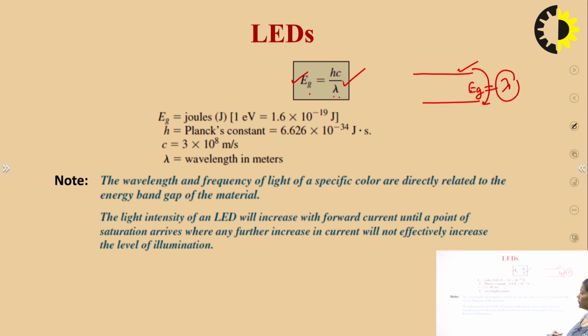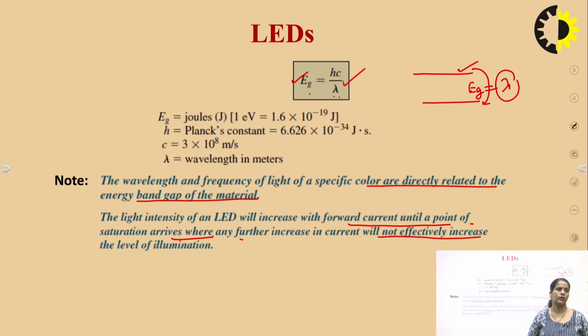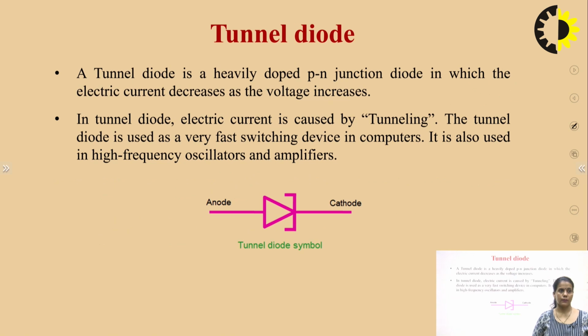So, the wavelength and the frequency of the light of a specific color are directly related to the energy band gap of the material. The light intensity of an LED will increase with the forward current until a point of saturation arrives, where any further increase in current will not effectively increase the level of illumination. So, this is how the LEDs work.